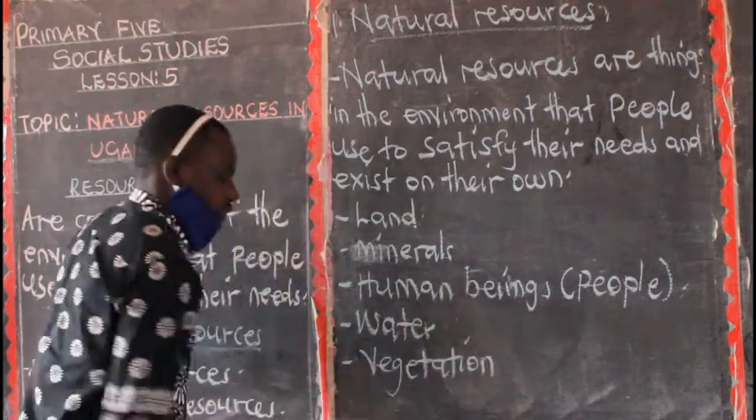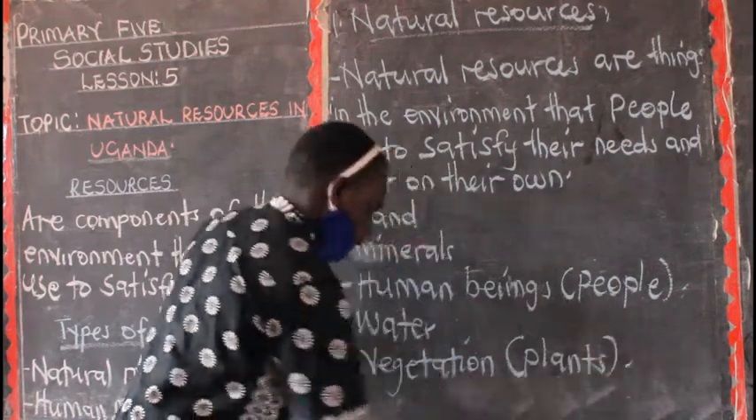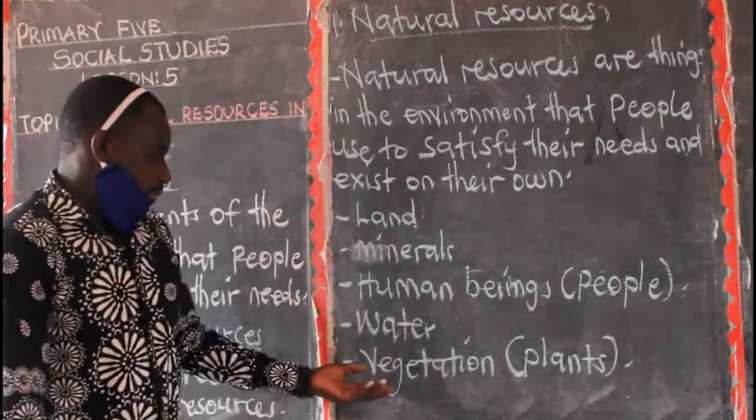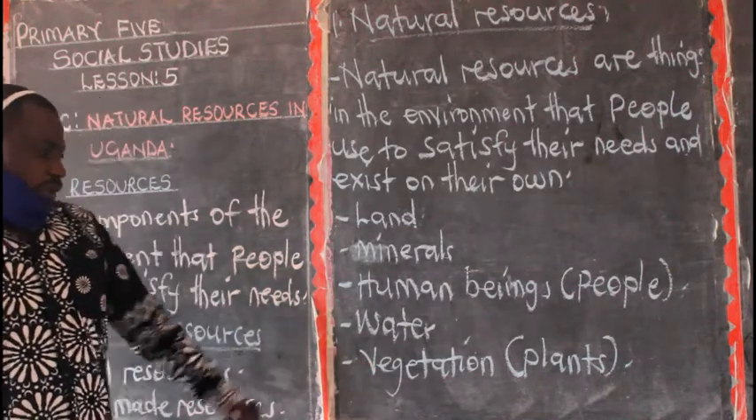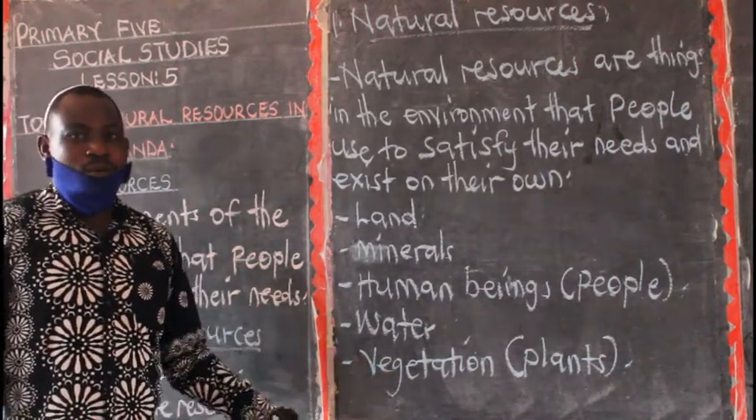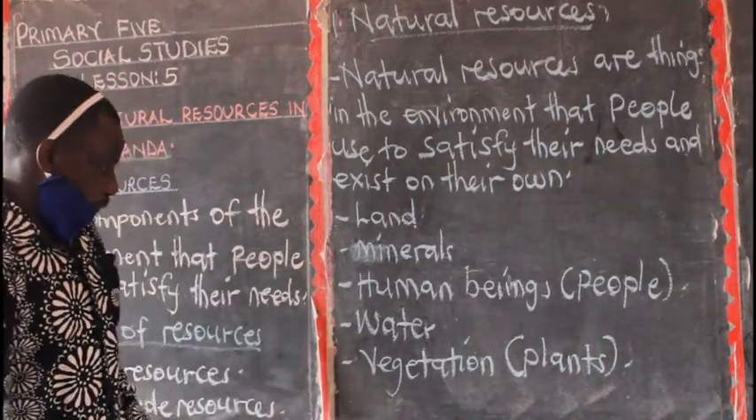You can say vegetation, or it can be plants. Under vegetation, vegetation is the plant life cover of an area. And we have two types of vegetation. We have natural vegetation and planted vegetation.